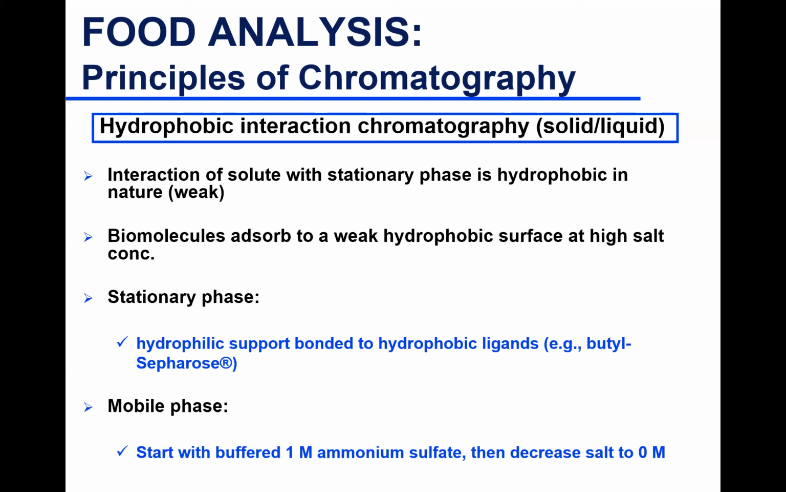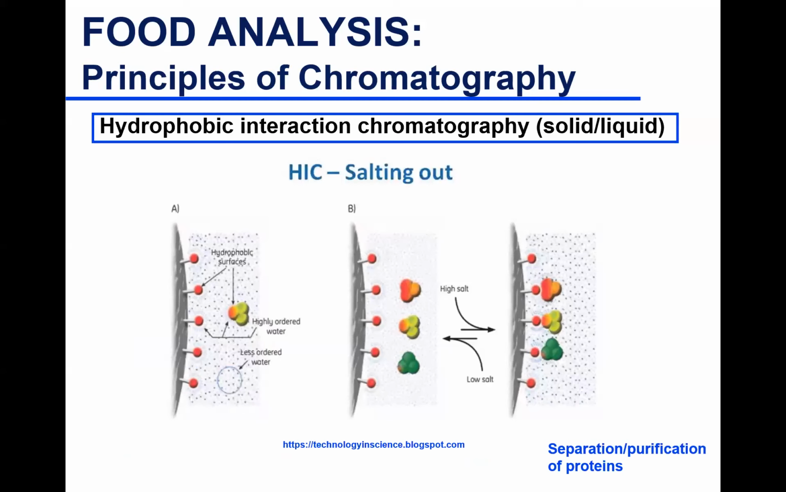So the mobile phase here, we start with, like I said, a high concentration of salt, and oftentimes it's specifically ammonium sulfate, and 1 molar concentration is a common starting point. So your sample is dissolved in 1 molar ammonium sulfate, and your mobile phase is 1 molar ammonium sulfate. And then you decrease salt over time to get your components out of the column.